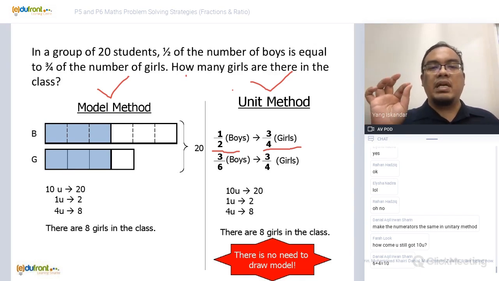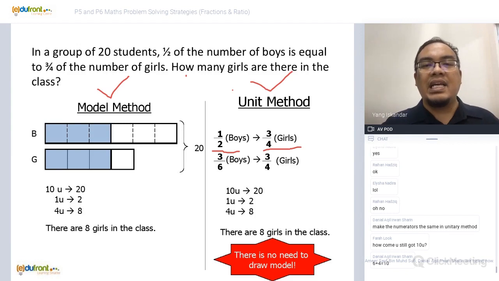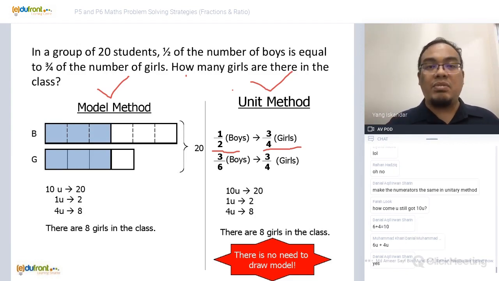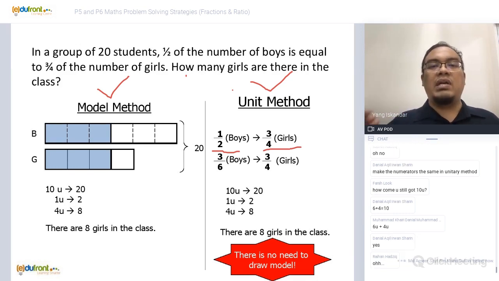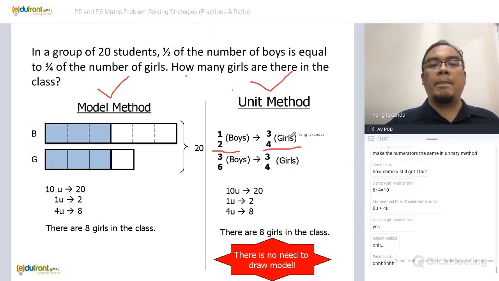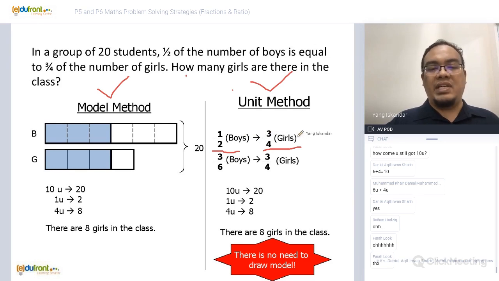If you put in your working half equals 3/4, straight away your teacher will deduct marks. Okay, I think at least 1 mark, right? Because half is not equal to 3/4. So how do you represent this question in the form of units? You must write boys here, or you can put B, and here you put girls. And instead of putting equal, you put an arrow to show that half of the boys represents 3/4 of the girls.